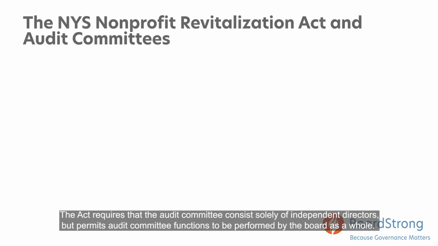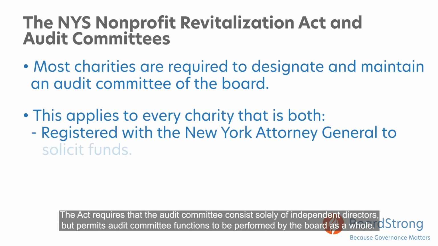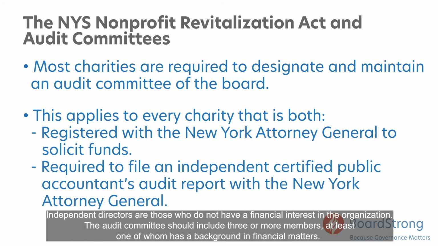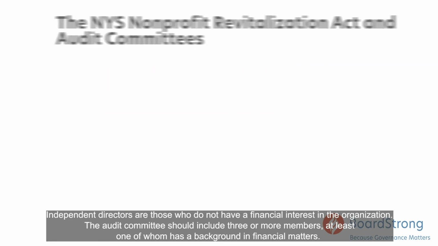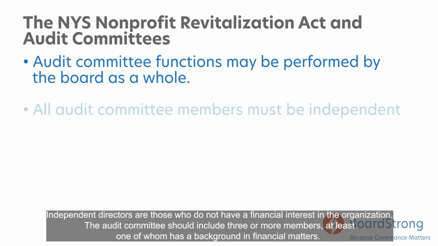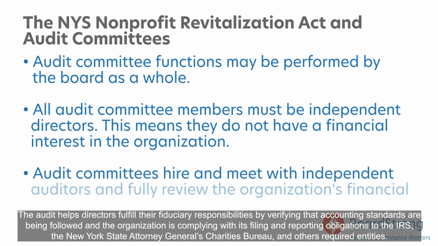The Act requires that the Audit Committee consists solely of independent directors, but permits Audit Committee functions to be performed by the board as a whole. Independent directors are those who do not have a financial interest in the organization. The Audit Committee should include 3 or more members, at least one of whom has a background in financial matters. The Audit Committee is required to hire and meet with independent auditors.